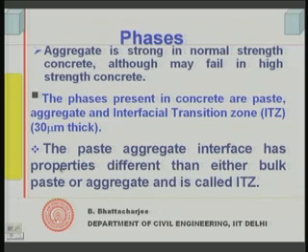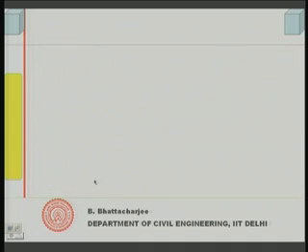So, in between there is an interface where a transition from aggregate to paste takes place, and the properties of that transition zone are quite different from either the bulk paste or the aggregate itself, and that is why it is given as if it is a third phase in concrete, and that is very important from the strength and also other properties point of view. So, this is the third phase, and these three phases govern the properties of concrete, right. Therefore, we will look into the properties of each of these phases separately to understand the strength behavior of concrete.